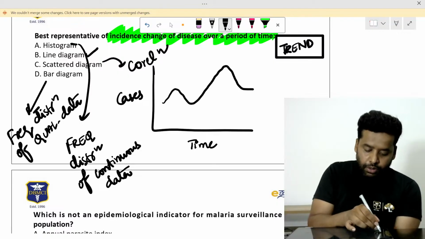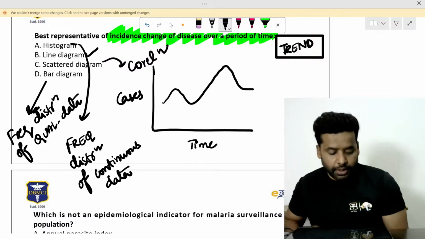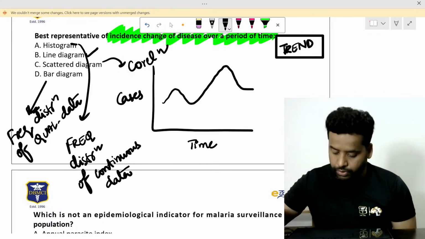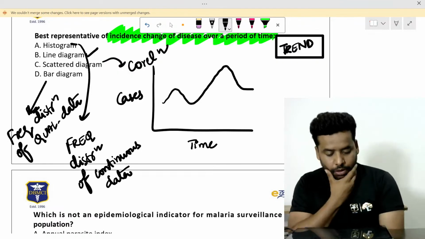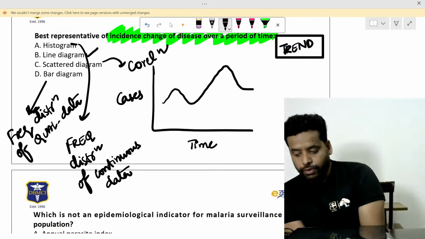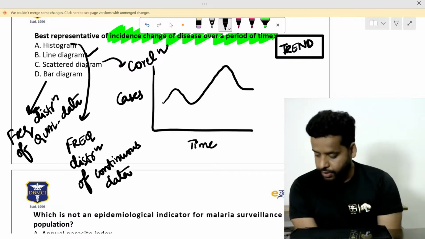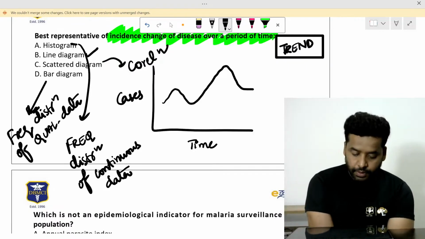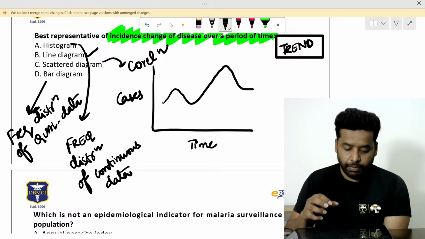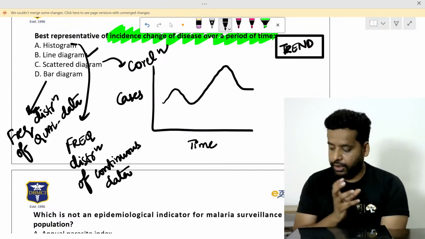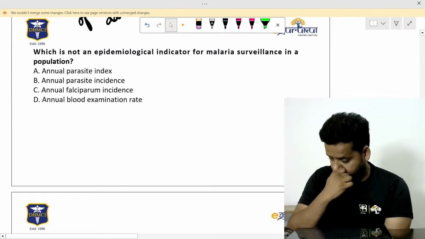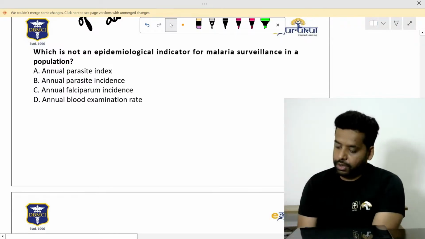Now if I ask about the frequency distribution of quantitative continuous data, what will you use? Histogram, good. Scatter diagram is for correlation. Qualitative data like male, female, India, Pakistan, Nepal, or yes, no, use a bar chart. If it is quantitative data, then it is a histogram.